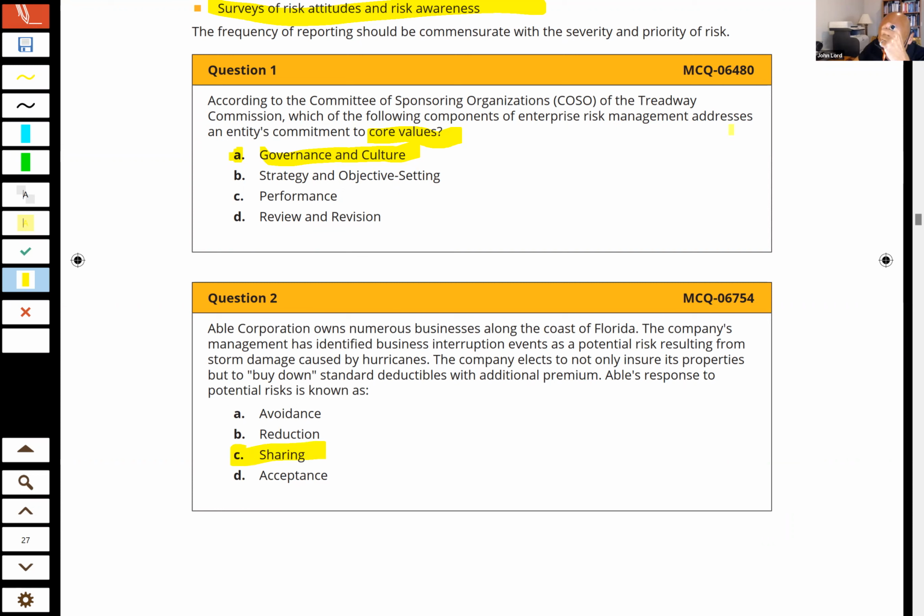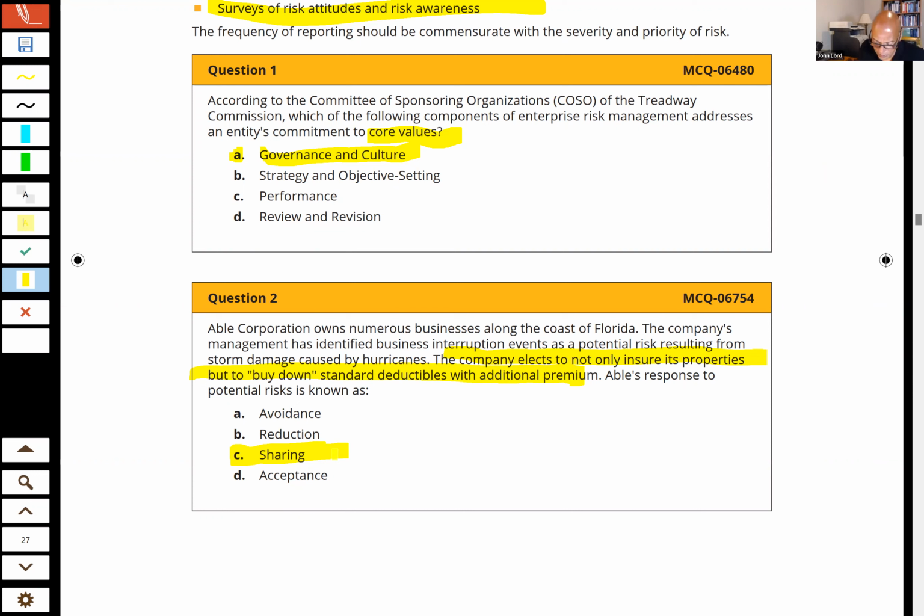And when we look at this question, you can see that the company has identified business interruption events as a potential risk. The company elects not only to insure its properties, okay, but to buy down standard deductibles with additional premiums. Well, they're pursuing what? A sharing strategy here in which they're going to have more assurance, insurance.